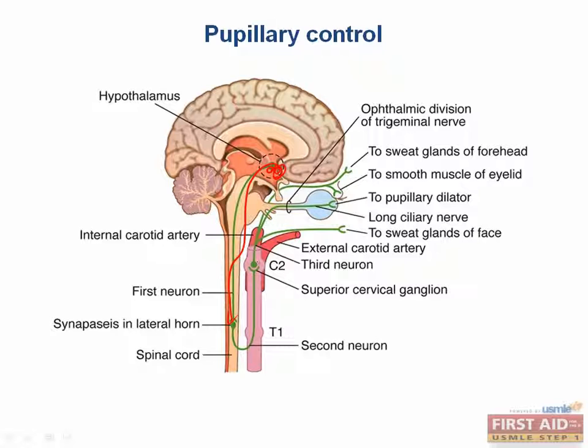Next, sympathetic tone is provided by the vagus through T1 preganglionic nerves. This leads to the superior cervical ganglion, to a postganglionic sympathetic nerve, and eventually the long ciliary nerve.